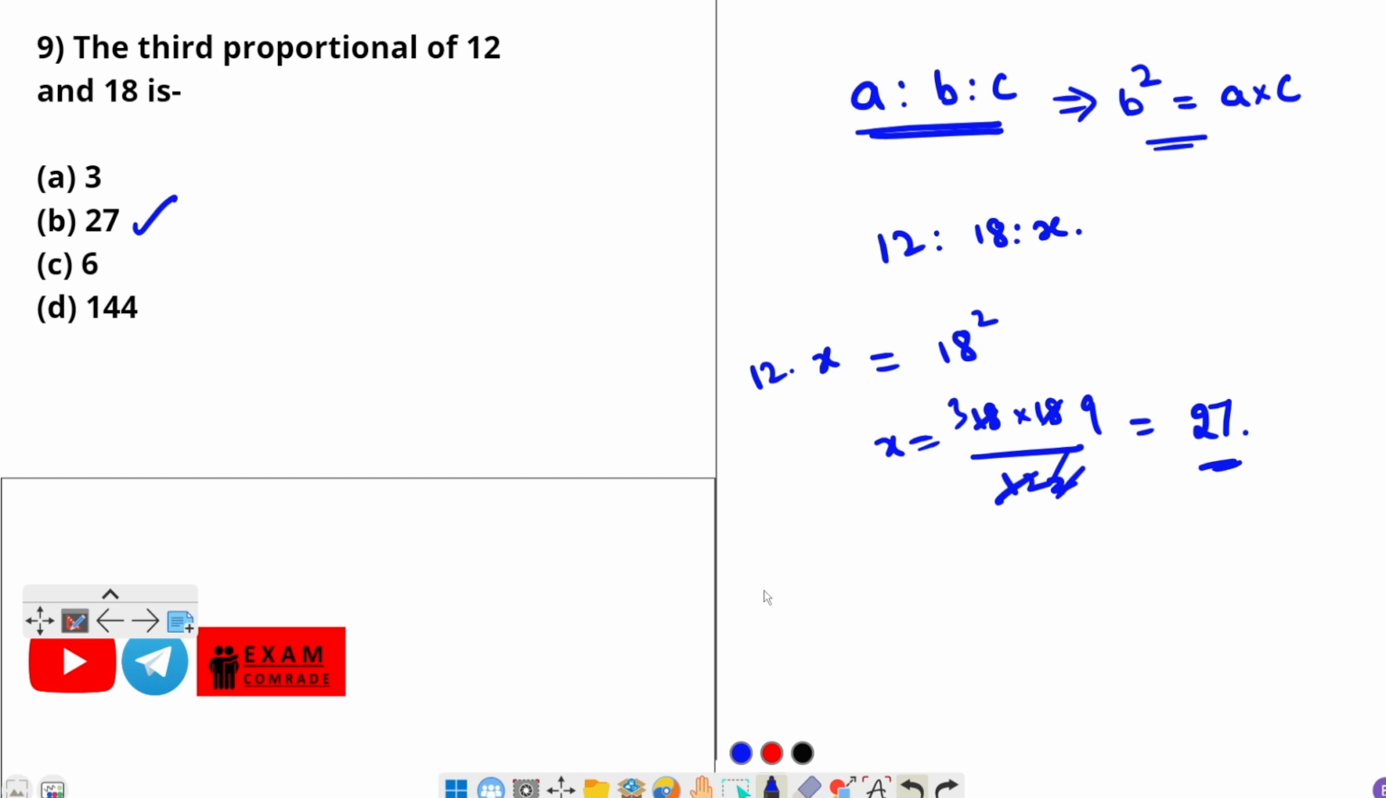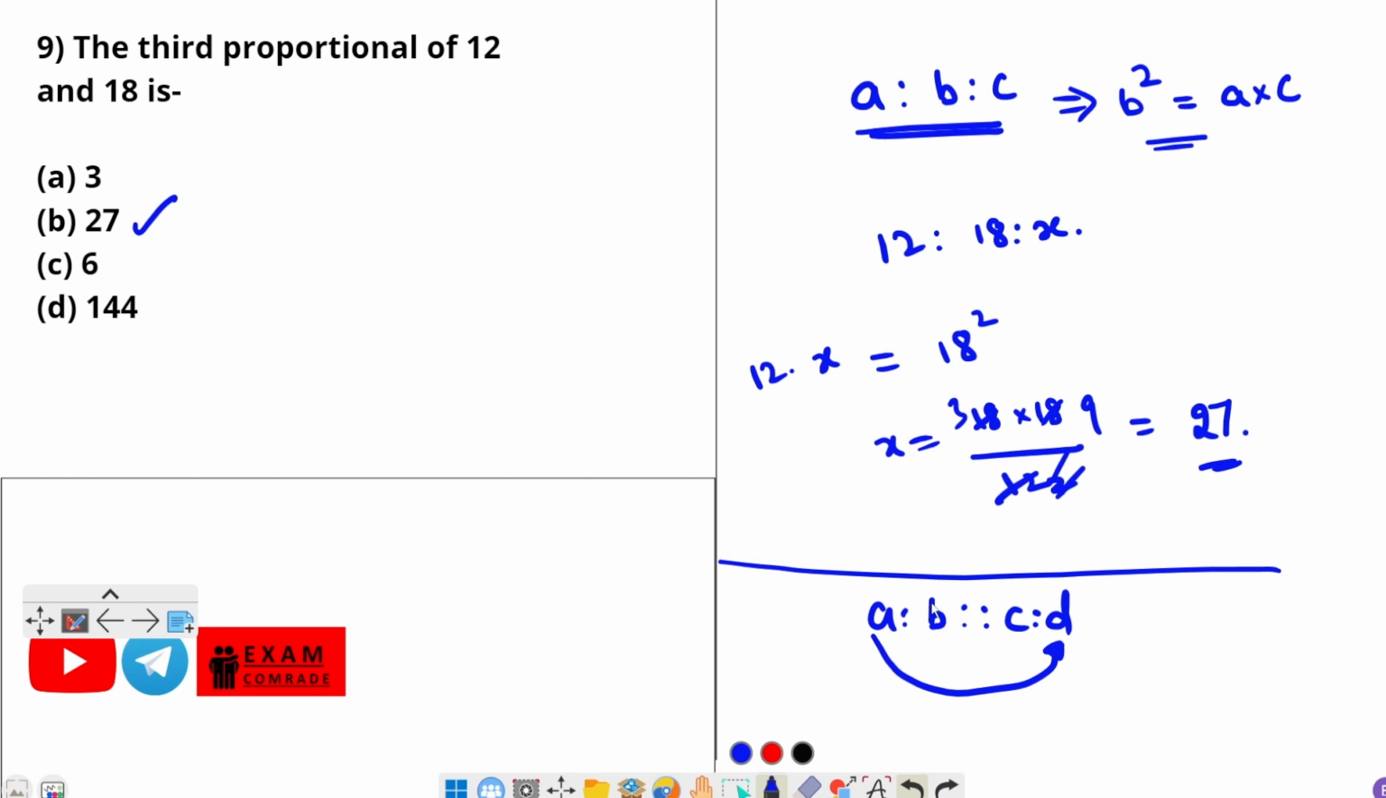Okay, similarly, if it is given fourth proportional, that means A is to B is to C is to D. You need to multiply the extremes and equate it with the product of the middle terms. A into D equals B into C.